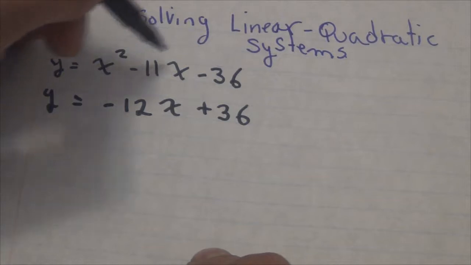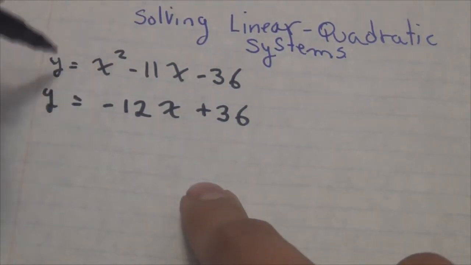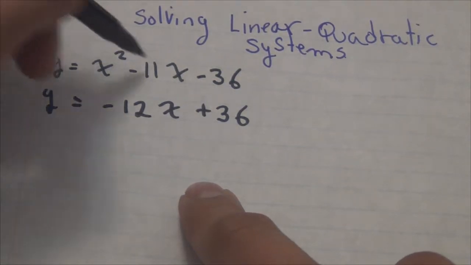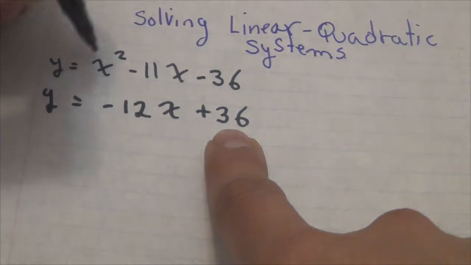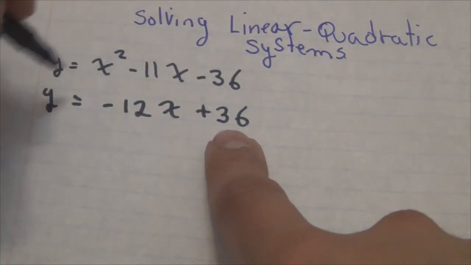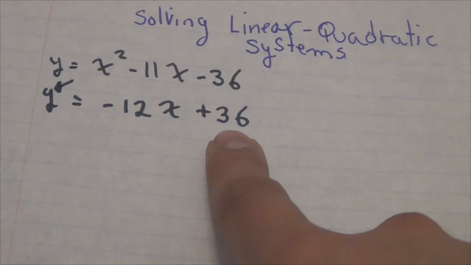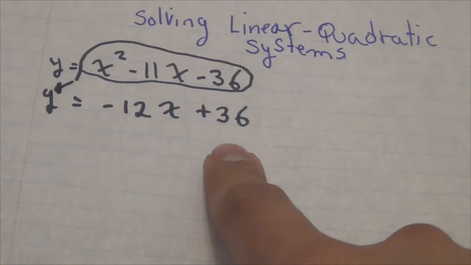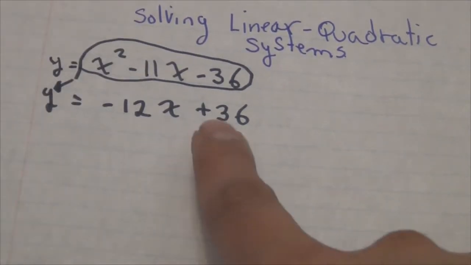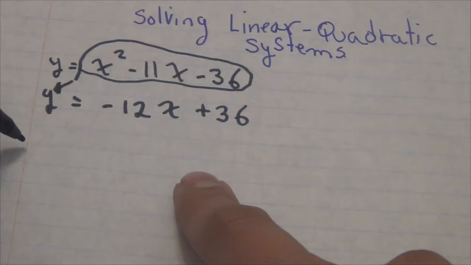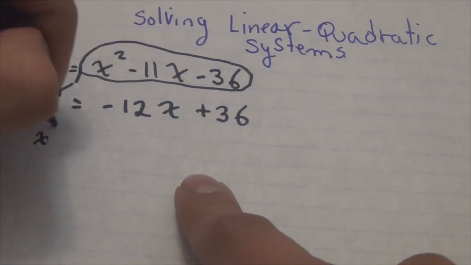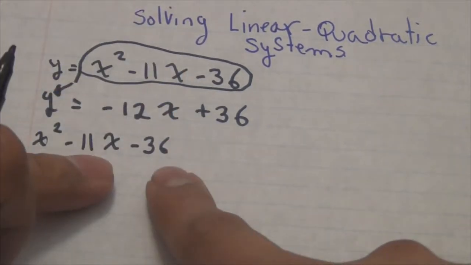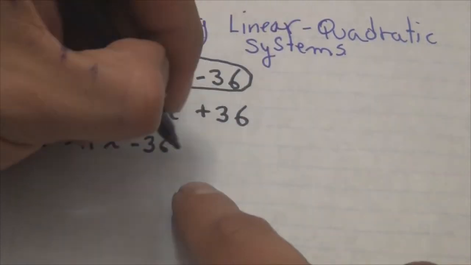So let's read it. Y equals x squared minus 11x minus 36. So whenever I say y, you say x squared minus 11x minus 36. So this is y. Wherever I see y, that's what I'm going to say. So look, I see y right here. So that is what I'm going to replace this with. In other words, I'm going to set the equations equal to each other. So now what am I going to write here instead of y? You got it. X squared minus 11x minus 36. That's y. And then the equal sign.